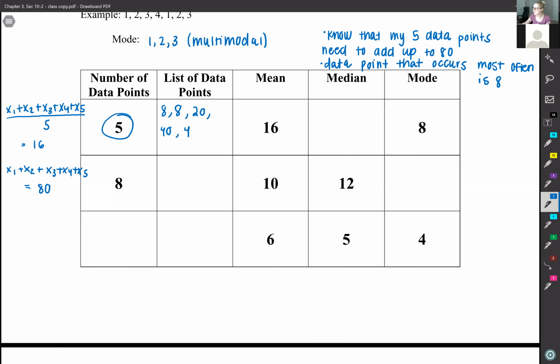Remember the, oh, there's some chat. Hold on. Good, 8. Awesome. So the median is 8.